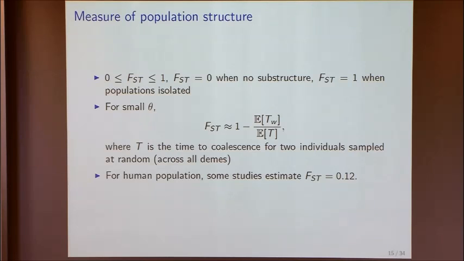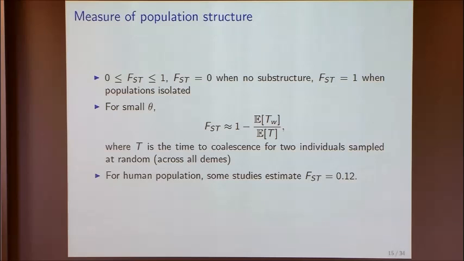So this number gives you a convenient way of summarizing how much structure there is in the population. And for small mutation rates, this is roughly given by 1 minus the ratio between the coalescence time for two individuals sampled within a single deme with respect to the average coalescence time for any pair of individuals sampled across these demes.